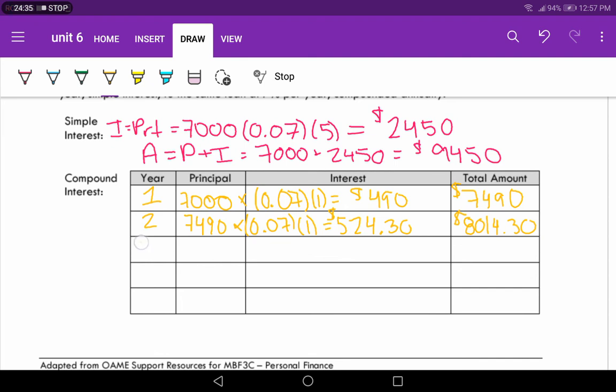Okay, that $8,000 now becomes your starting amount in year 3. Multiply that by your percent and your year, which is just 1 year. After the 3rd year, you are going to owe an extra $561. That brings our new total to $8,575.30. That now becomes your new starting value for year 5.